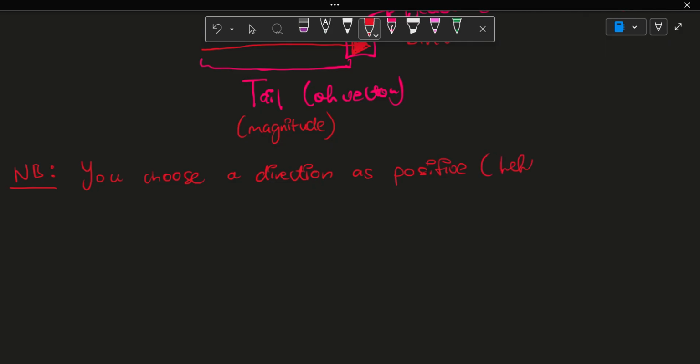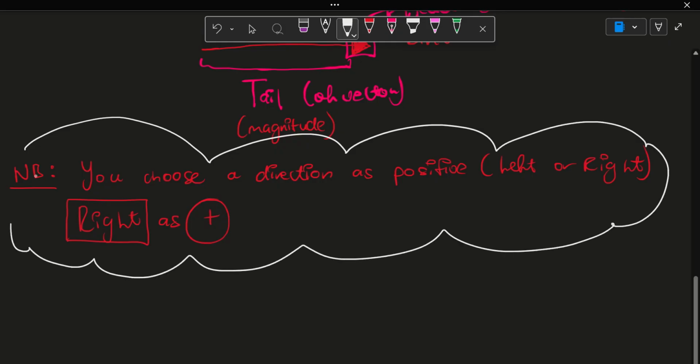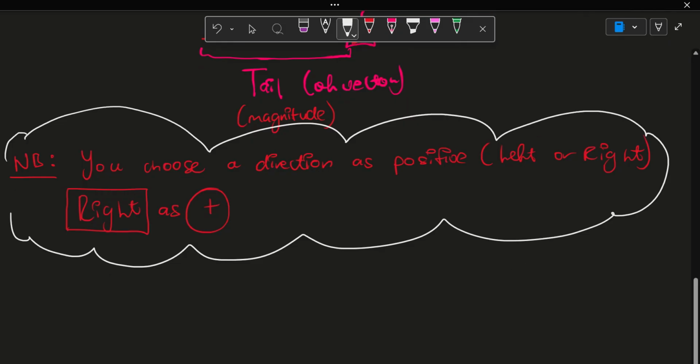It could be left or right, but I most typically just like to choose right. Even in my classes, I prefer my students use right as positive. So we take right as positive. I really prefer you do that. I would actually suggest that you always do that all the time. If you had to choose a direction of convention, then we'd just say right is positive, right?